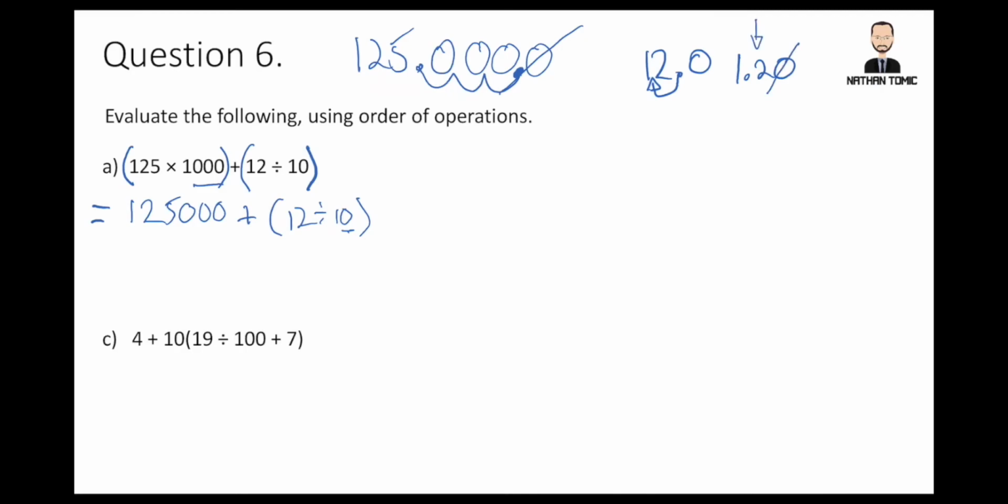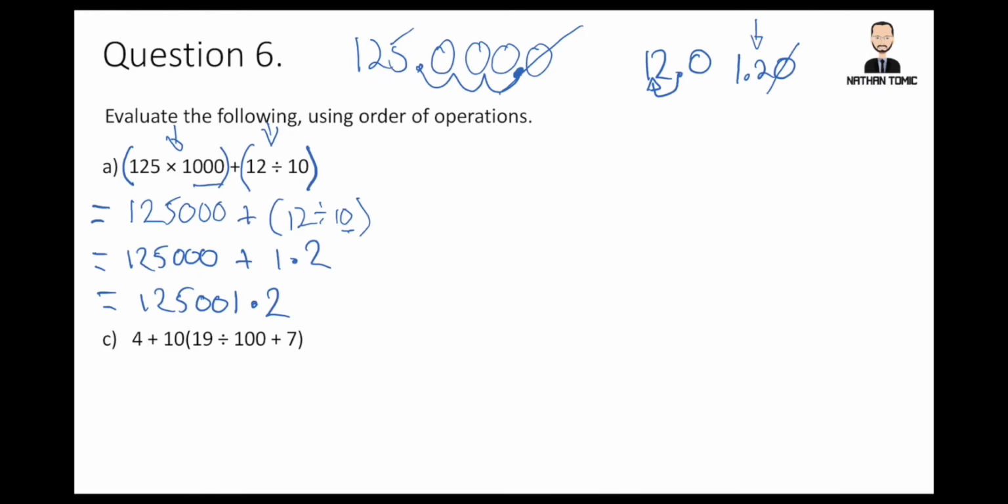Even though the question actually has no decimal places, I need the 2 because it's got a real value there. So now what I've got for my question is 125,000 plus 1.2. Now I'm going to do the simple addition, and that's really straightforward. So it's going to be equal to 125,001.2. And that would be my final answer. Working out bracket 1, bracket 2, and then adding them together at the end.